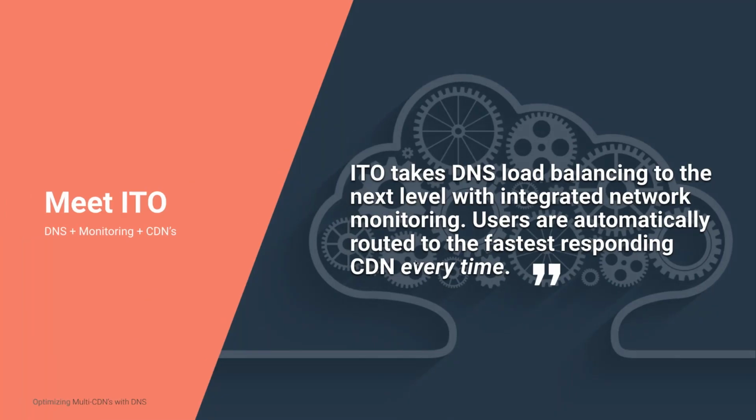And then the next level, of course, is our internet traffic optimization. The internet traffic optimization, we call ITO, takes all that logic of the load balancing and the next level of integrated network monitoring, and we use that to make these decisions in real time. And we're going to do a quick demo of this in a little bit.